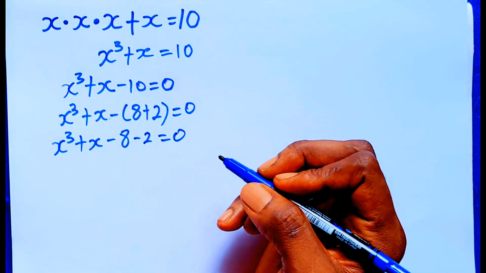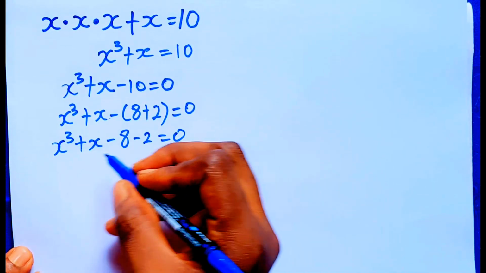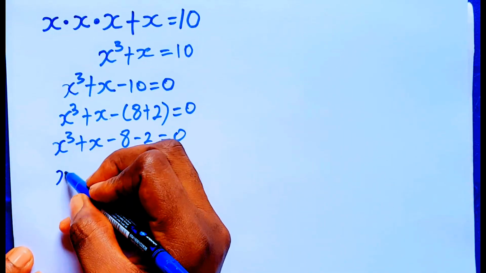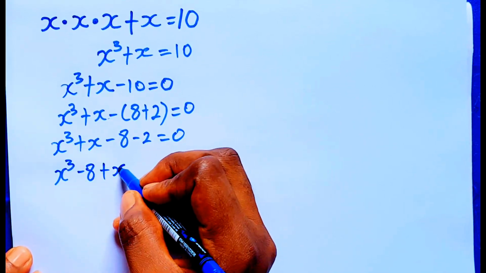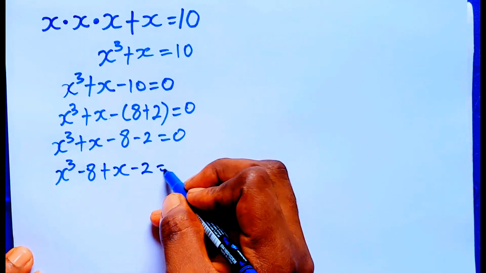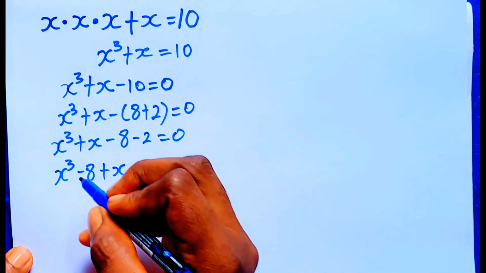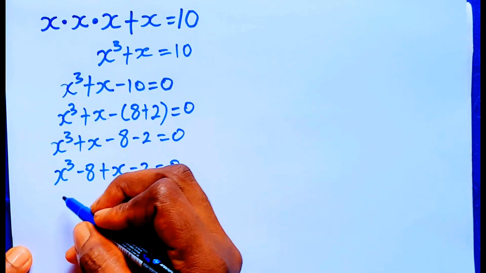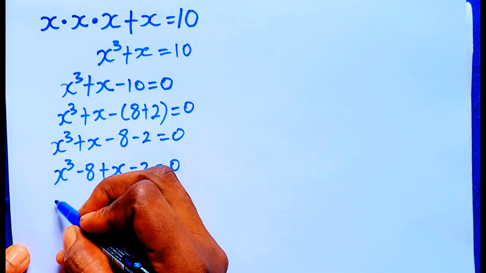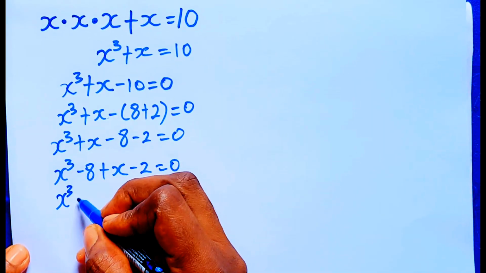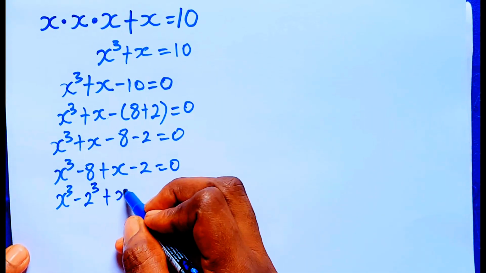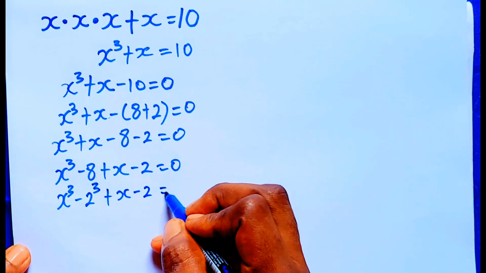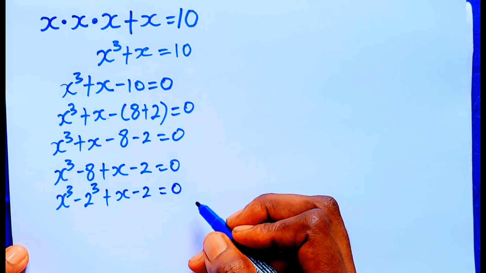Now from here, let's rewrite this. Okay, let's rearrange this. We are going to have x cubed minus 8 plus x minus 2 equals 0. Now remember that 8 equals 2 cubed. Okay, so we have x cubed minus 2 exponent 3 plus x minus 2 equals 0. So this is what we have.